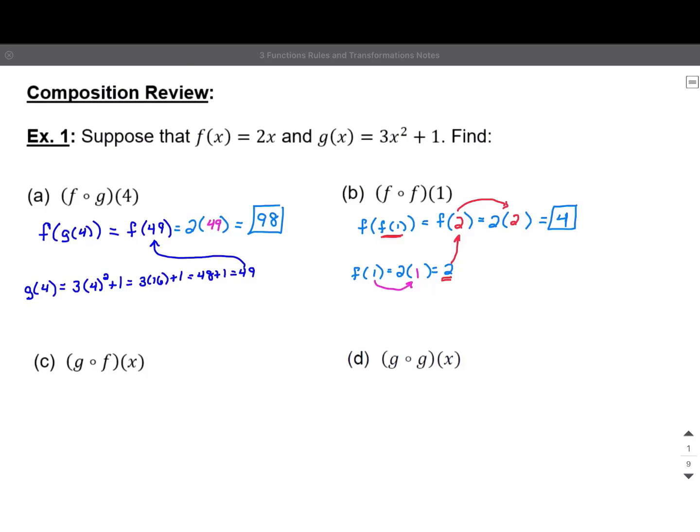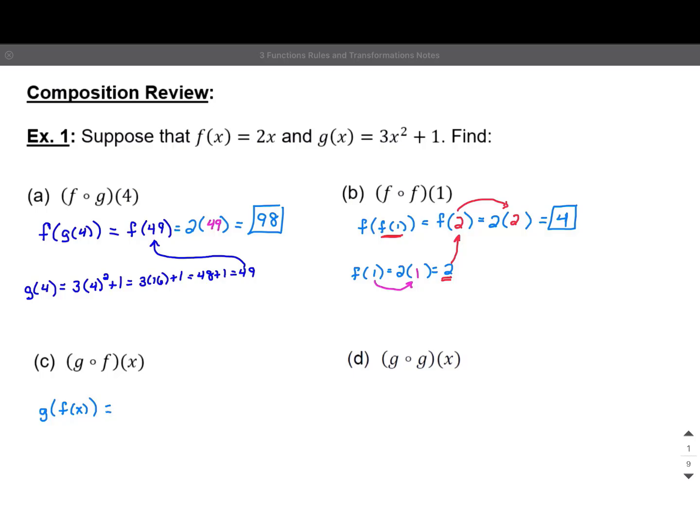Okay. Now let's come back and do g composition f of x. So again, I'm going to rewrite this as g of f of x. Now here's the catch. It's hard to plug x into f. We already did that. So yes, you can look at this as g of 2x. That's one way to look at this.